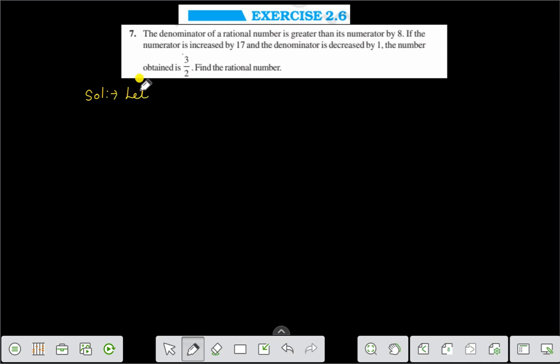Let the numerator be x. Therefore, the denominator will be x plus 8.